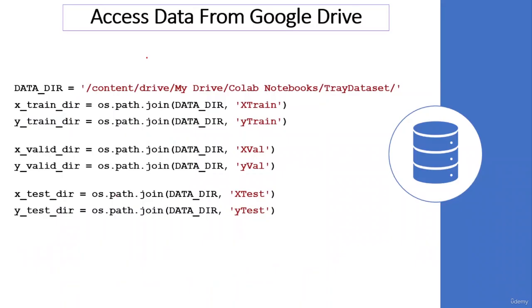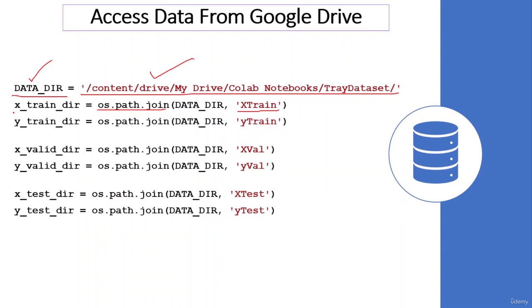Now you can see the code to access the data from Google Drive. First of all, the data variable consists of the path where we have put the dataset in the Google Drive. Using this path, we will now access each folder or directory within the dataset. We have used the os.path.join function that will join this path and the directory.